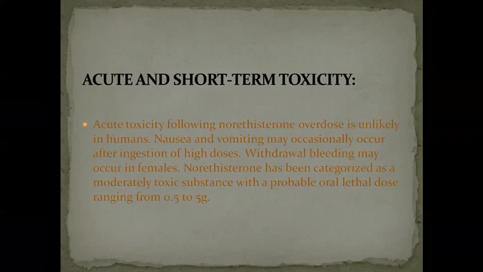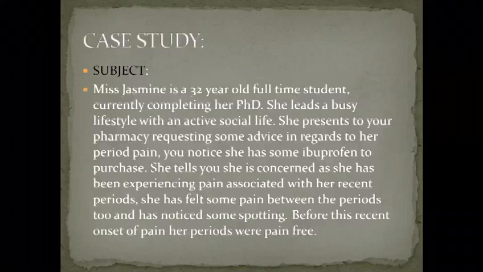Acute and short-term toxicity: acute toxicity following norethisterone overdose is unlikely in humans. Nausea and vomiting may occasionally occur after ingestion of high doses. Withdrawal bleeding may occur in females. Norethisterone has been categorized as a moderately toxic substance with a probable oral lethal dose ranging from 0.5 to 5 grams.